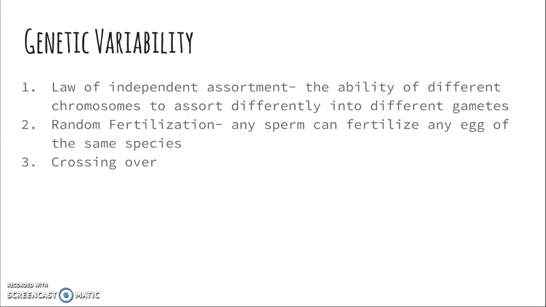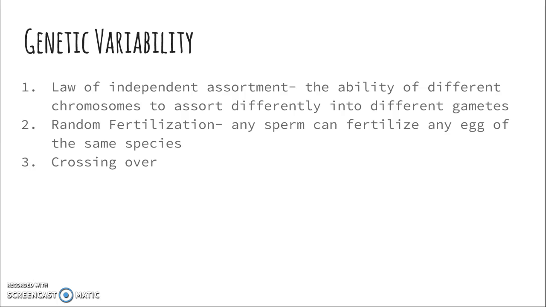The next part of our genetic variability is random fertilization. There is nothing that says one sperm has to fertilize one egg. Any sperm can fertilize any egg. It just has to be of the same species. So it has nothing to do with what is in that sperm or what that sperm contains. It's just that it is the sperm of that species to fertilize that egg.